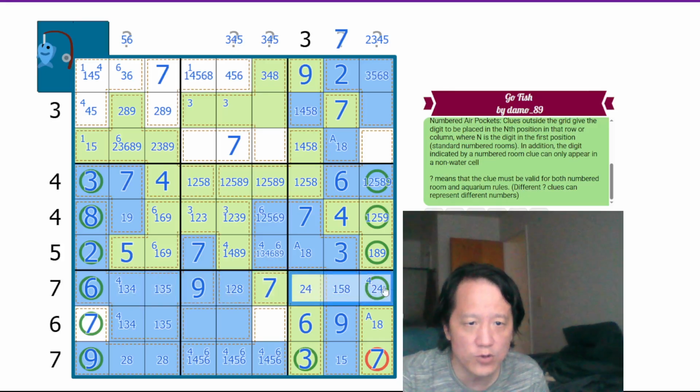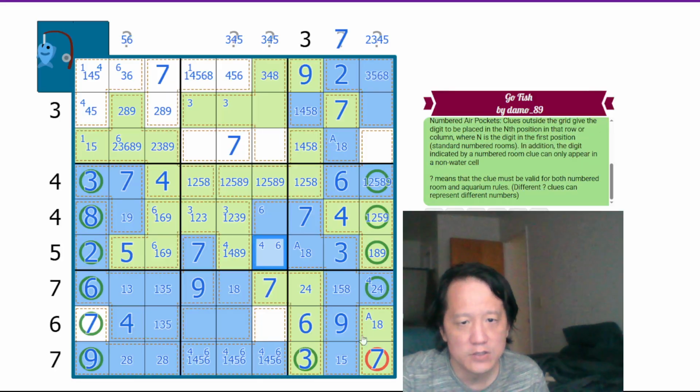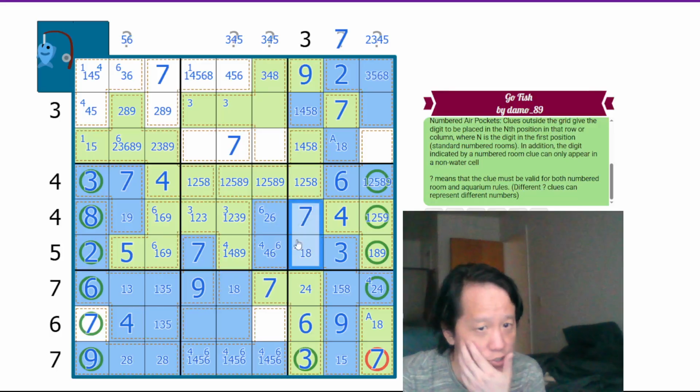2, 4 as a pair eliminates 2 and 4 remaining in the row. So 4 has to be here. This can't be 2. One of these is 5. This has to be either... We cannot have a 4 here. Or it could be 4. Never mind. So we have to have 6 here. And the other one is a 2 or 4. So we could have 4 there or 2 there. We don't know which.